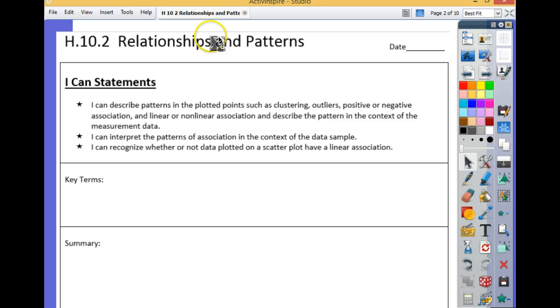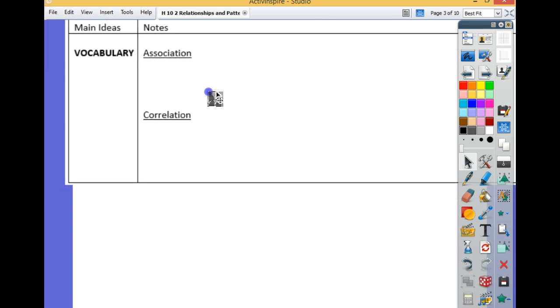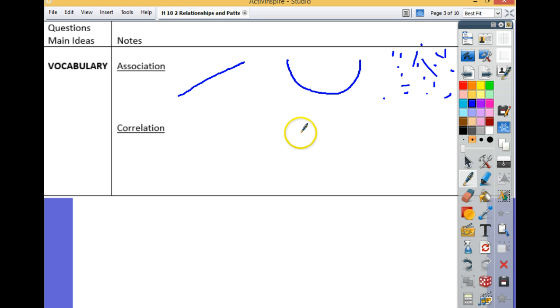Let's fill those in. Relationships and patterns. So, the vocabulary: an association. Does it have an association? It could be a linear association. It could have a curved association. Or if it's a scatter plot that looks like a yard sale, no association, we have no idea where stuff's at. That does not have an association. These do, and the negative one.